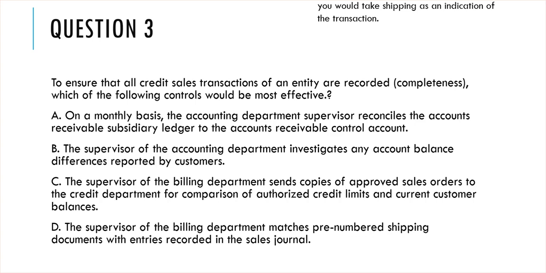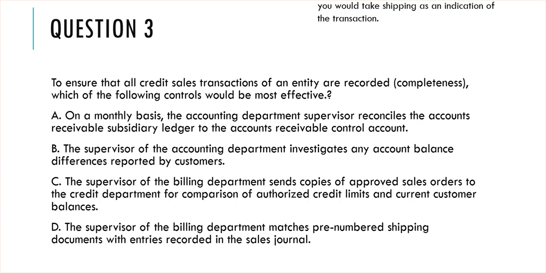Question 3. Ensuring that credit sales transactions are recorded. Which of the following would be the most effective? I had a hint at the very top, and you're missing the top line. It says, hint, when you are checking for completeness, you would take shipping as an indication of the transaction. So that's your hint that you're probably going to be looking at the one that includes shipping. And the one that includes shipping is D. The supervisor of the billing department matches pre-numbered shipping documents to entries in the sales journal.